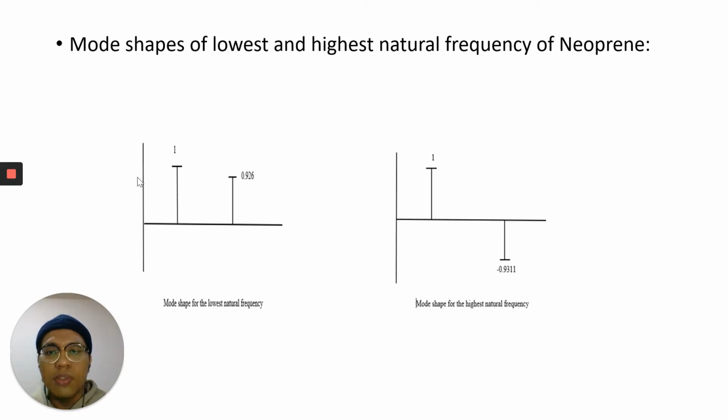As for the mode shapes of the lowest and the highest natural frequency, first we will go through the neoprene. The first mode shape of the neoprene at its lowest natural frequency is shown on the left side of the screen. It yields both positive values, which are 1 and 0.926. At its highest natural frequency, the mode shape can be seen on the right side. It has a positive value and a negative value, which are 1 and negative 0.9311.